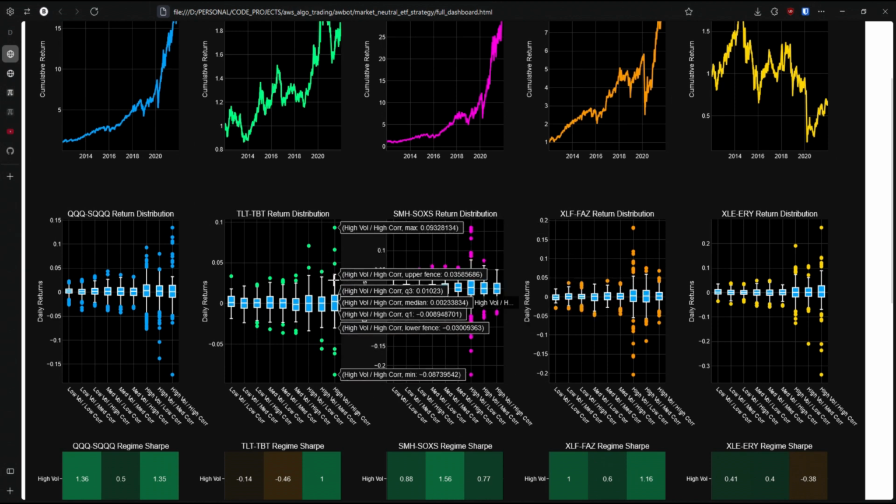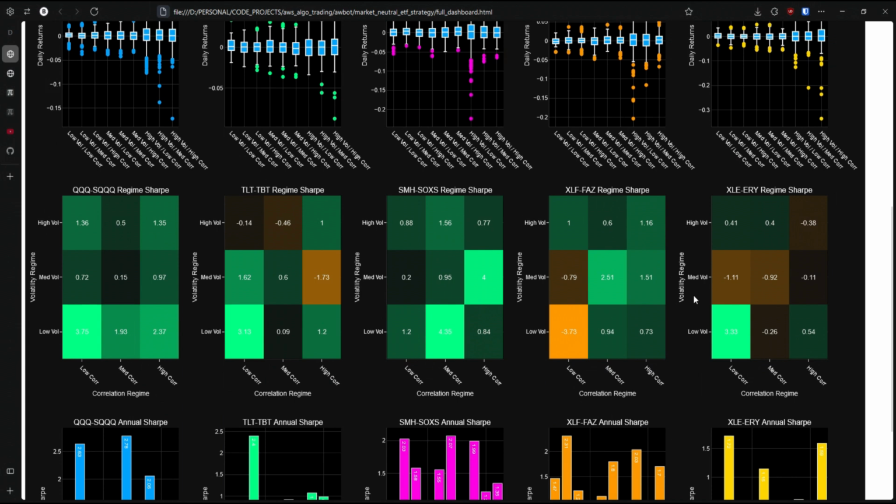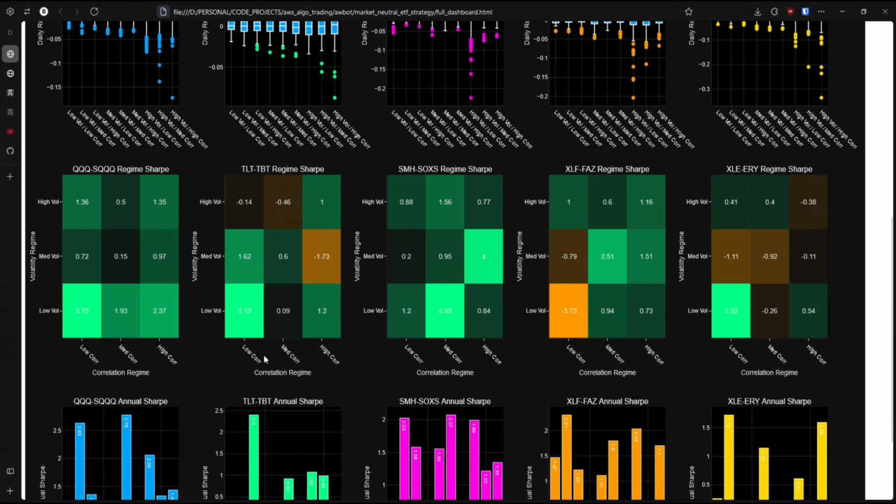TLT, TBT, high volatility, high correlation again, as well as XLY, ERY. But then XLF, FAZ follows that high volatility, low correlation dispersion again. The next row, we look at the Sharpe ratios relative to the two regimes. Without summarizing these into a table, I don't see any obvious patterns.